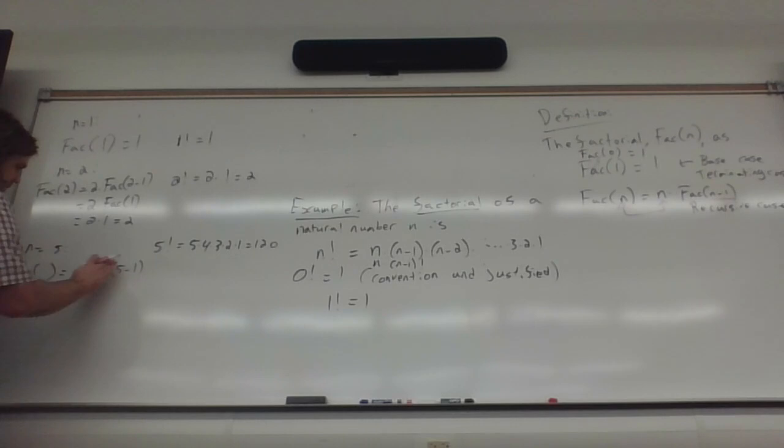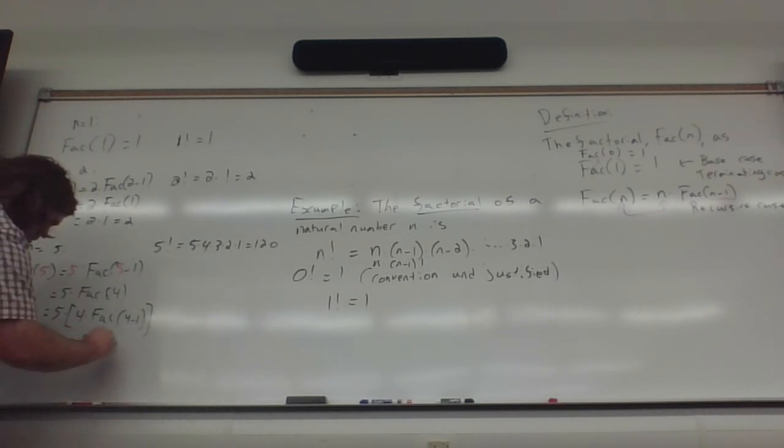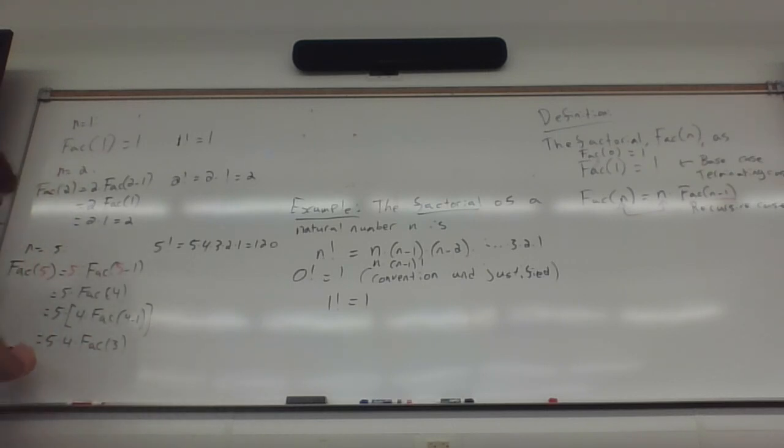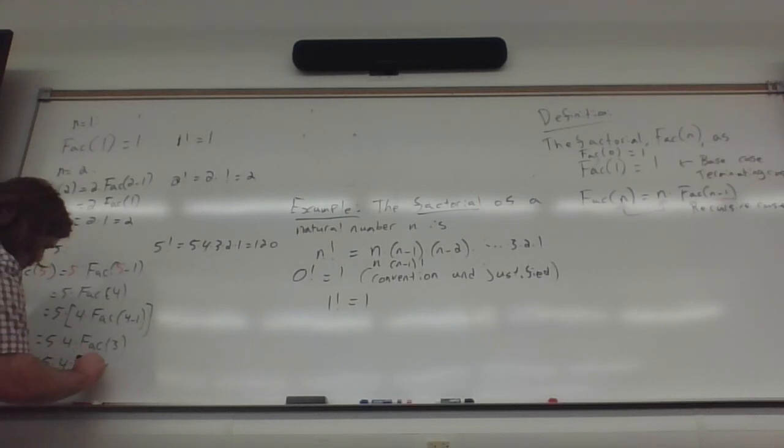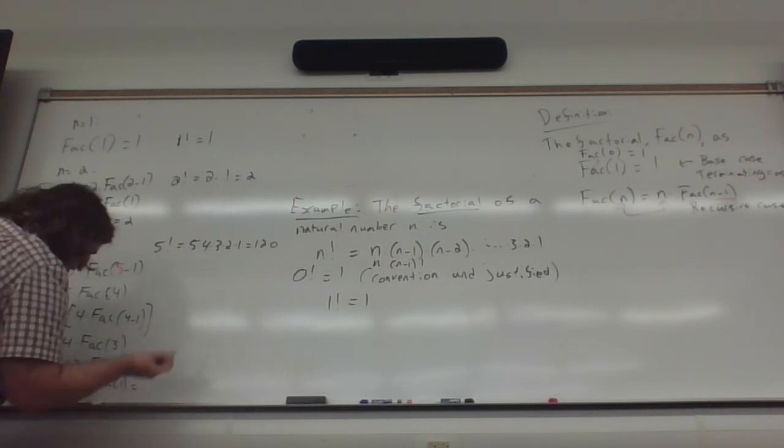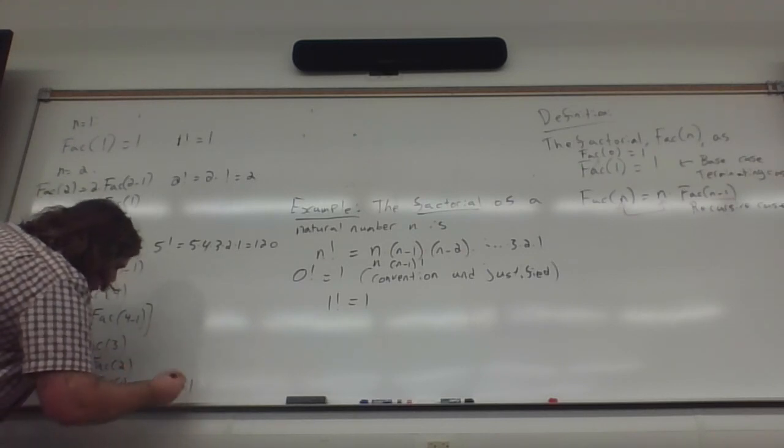I'm going to color it in so it's easier to see. That's the thing we're plugging in. So this is 5 times the factorial of 4. Now we need to repeat: we need to figure out the factorial of 4. Your computer would go figure out what this is: 4 times the factorial of 4 minus 1. And so on and so forth. So this is 5 times 4 times the factorial of 3. I'm hoping you see the pattern. Then it's 5 times 4 times 3 times the factorial of 2. And that's 5 times 4 times 3 times 2 times the factorial of 1, which is 5 times 4 times 3 times 2 times 1, which is the same thing.